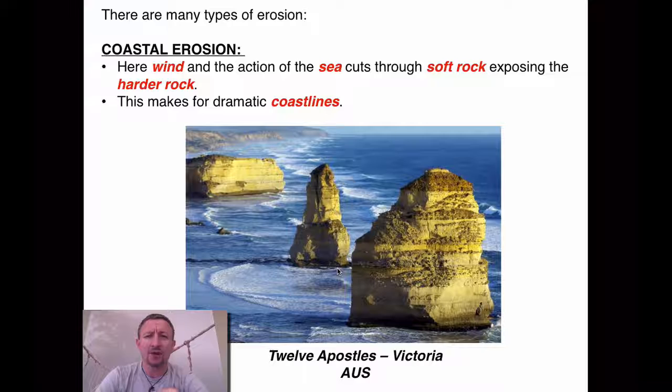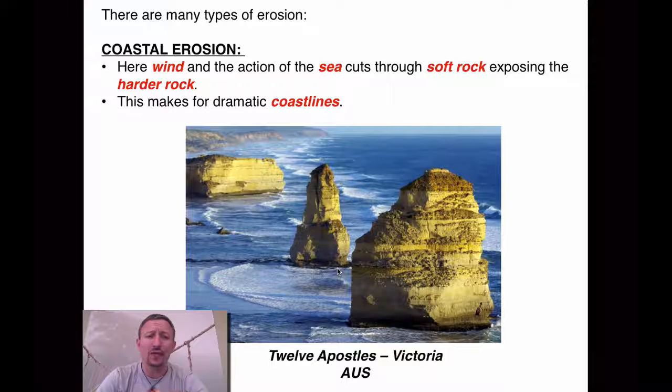Now, you can see here the 12 Apostles down in Victoria. At one time, those rocks were all together, but constant buffeting by the sea has worn away and taken those soft rocks back out to sea, and as a result has produced these pinnacles of rock which are sticking out. Eventually they will disappear, and you can see at the bottom of the middle rock, especially on the right hand side, how the water is beginning to eat away at that bottom.